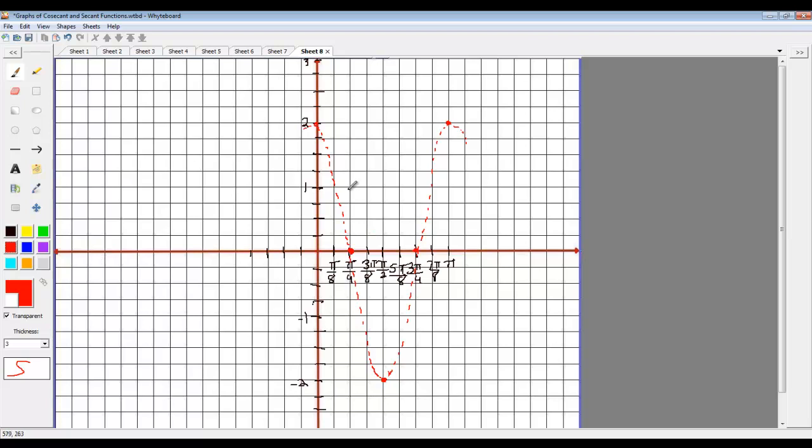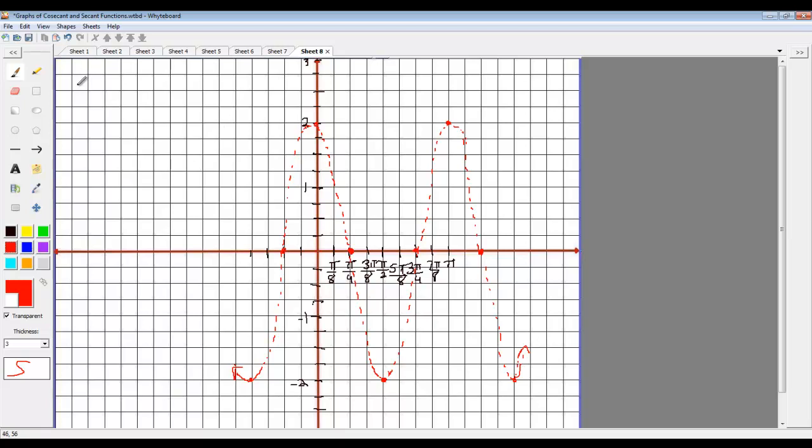Let's go a little bit further. Let's see here. Come back down to the x-axis there, and then come all the way down to negative 2 right there. And it will come back down to the x-axis here, and go all the way to negative 2 here. Go back up. But that's enough to give us an idea of what to do.